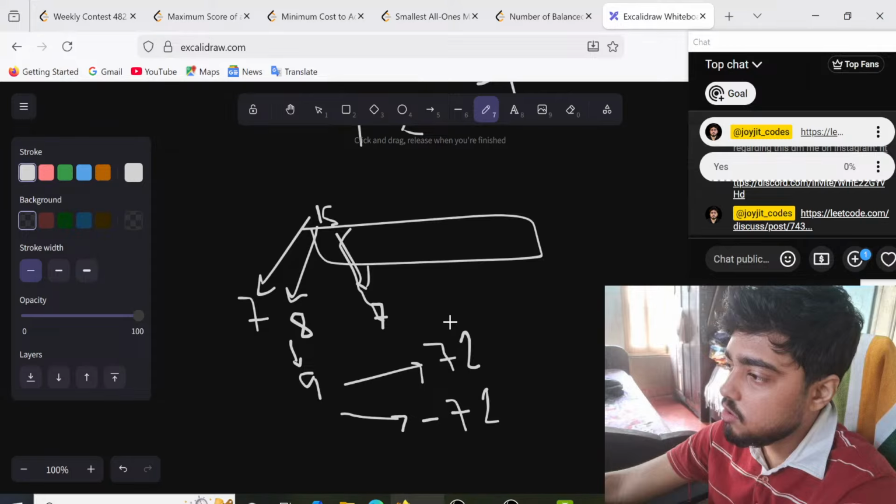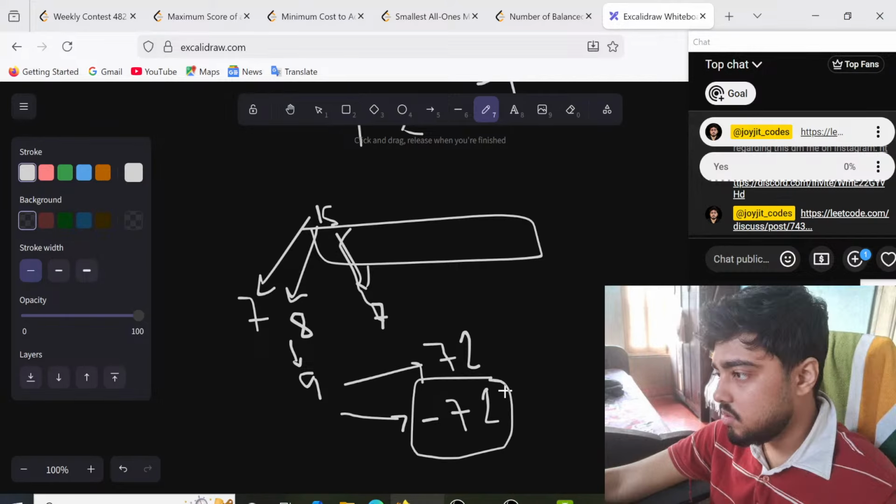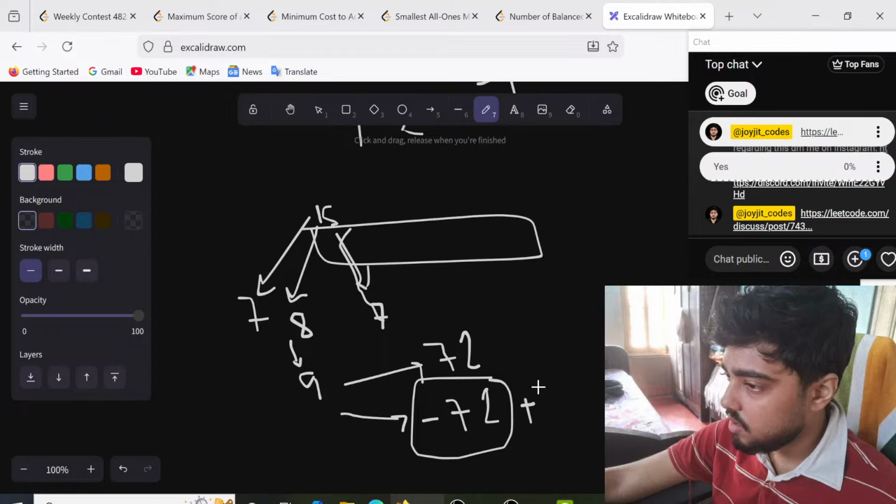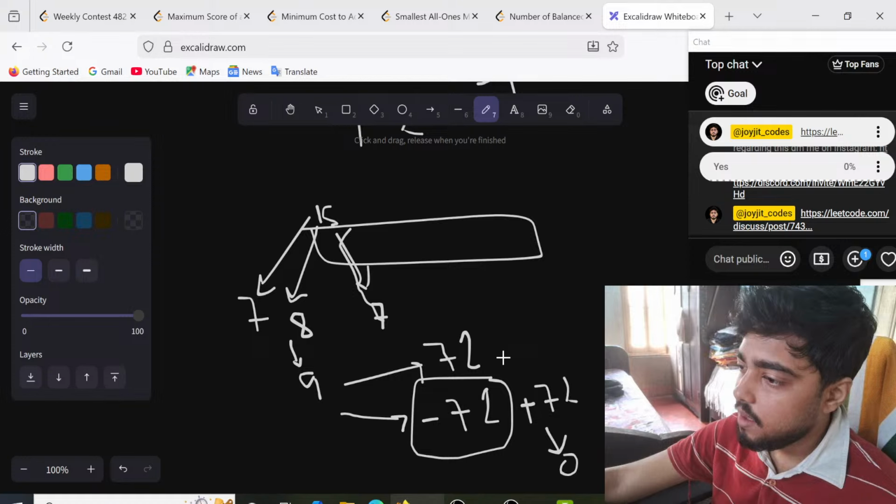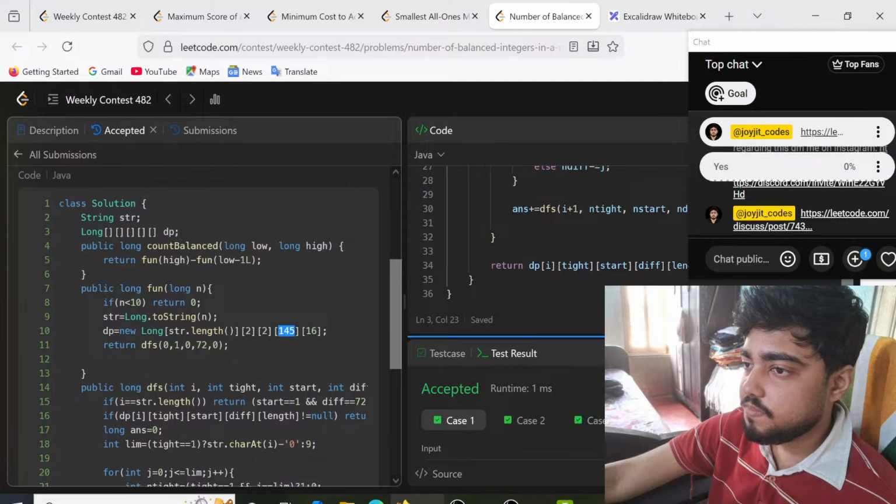So this 72 and minus 72. To neutralize, minus 72 can never be an index. An index starts from 0. To neutralize it, we can add 72 to both of them. So this becomes 0 on adding. But on adding 72 to this, it becomes 144. Now the point is that to store from 0 to 144, you need a size of 145. So that is the 145.